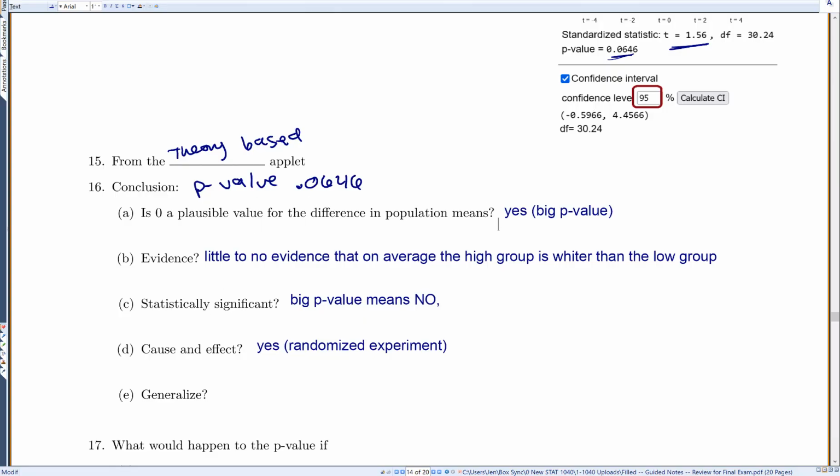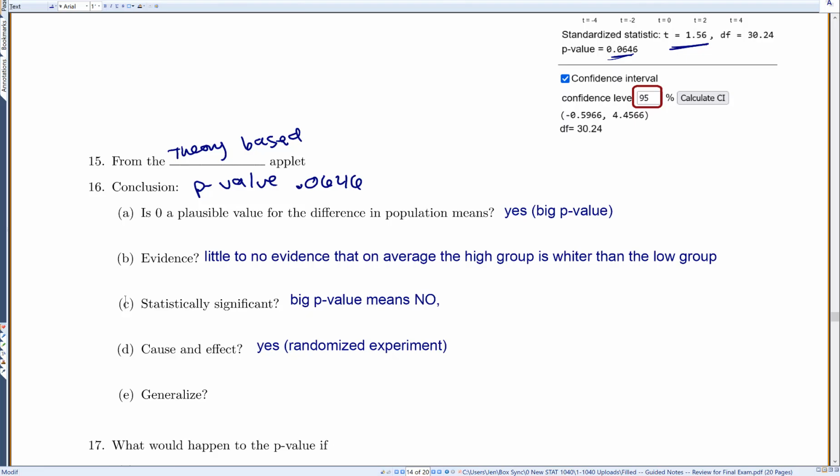Okay, I kept talking, but it was paused, so I already have it written out here. Let's look at our conclusion based on the fact that the p-value is 0.0646. Is 0 a plausible value for the difference in population means? Yes, because that's a big p-value. So a big p-value means your null is plausible. Okay, what about evidence? We can say there's little to no evidence that on average the high group is greater than the low group. So no evidence for the alternative hypothesis. What about statistically significant? Well, a big p-value means no, it's not statistically significant.